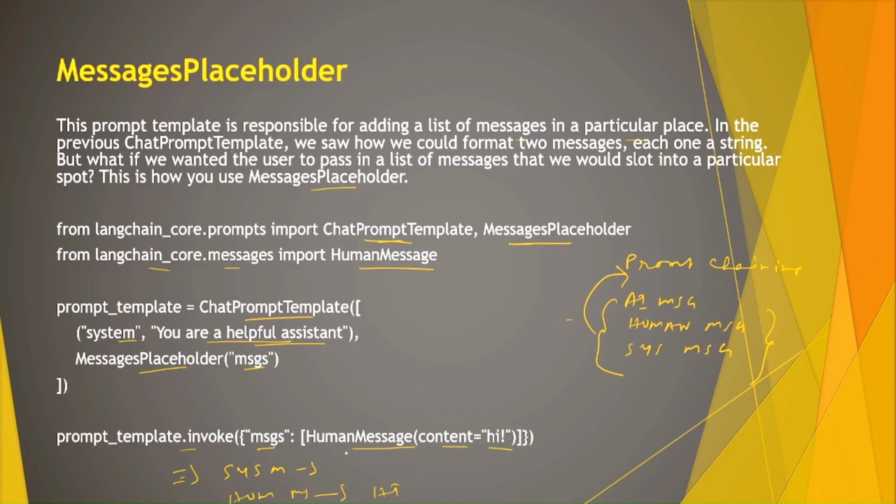Here we have mentioned one message, but we can put a list of messages here, like human message, system message, everything we can specify over here as a list of messages. So guys, basically this is the fundamental of prompt template. Let's start our practical part so that you can understand it more clearly. So let's jump to the practical part.